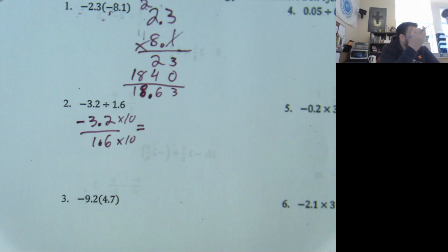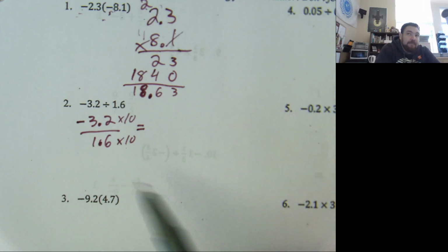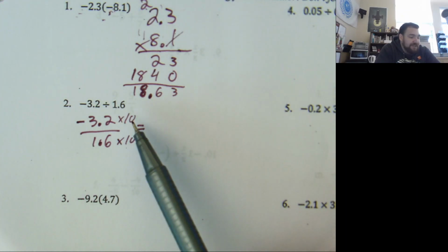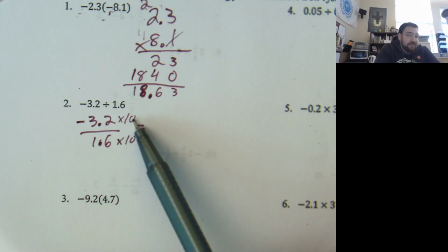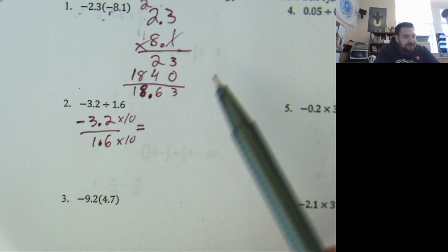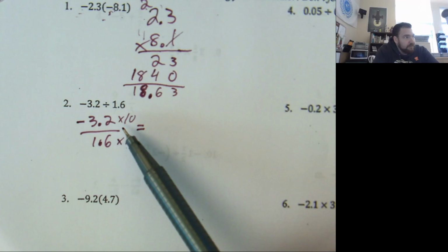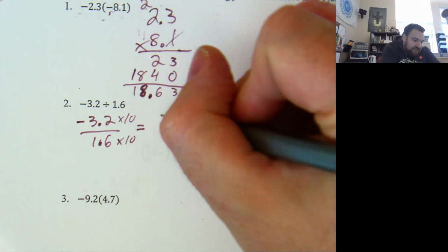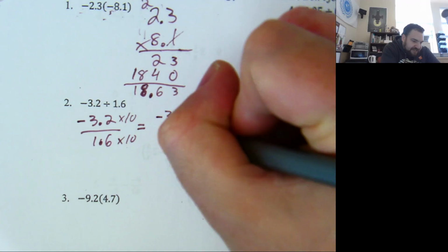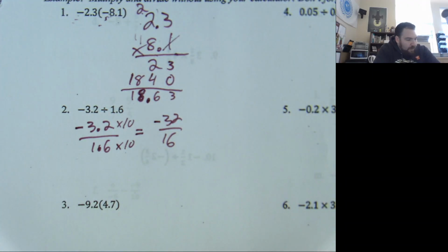It's just like the percentages. When we multiplied by 100, it moved the decimal to the right twice. Multiplying by 10 is going to move the decimal to the right once. The powers of 10 move the decimal once for every 0 in the number. 100 has 2 zeros, it would move it twice. 10 has 1 zero, it moves the decimal once. So this is going to make this question negative 32 over 16. Well, what's negative 32 over 16? It's negative 2.